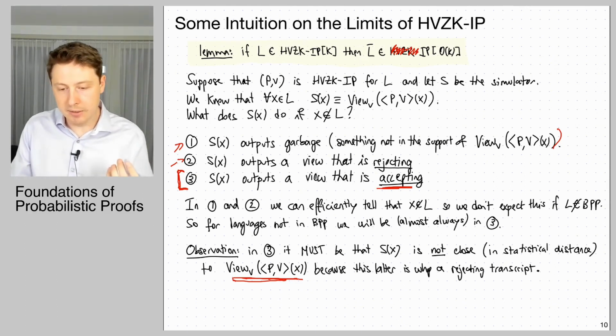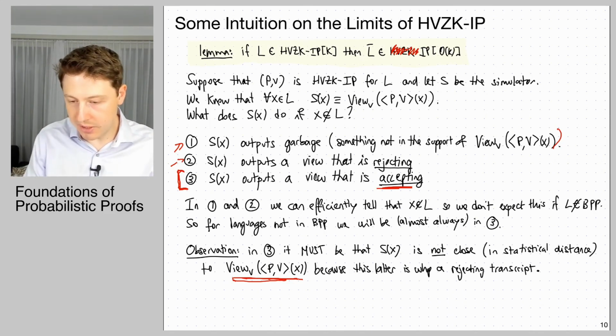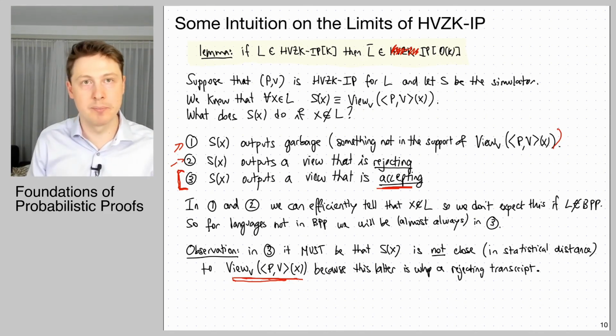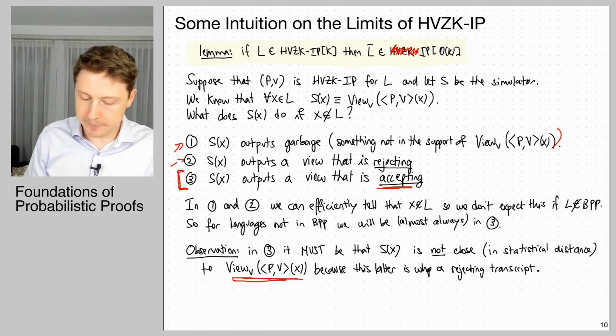When X is in L, S outputs something literally from this distribution of accepting transcripts. When X is not in L, the simulator outputs an accepting transcript, but I know it must be far from this one, because this one is made up primarily of rejecting transcripts. Okay? So now I have this interesting gap, okay?